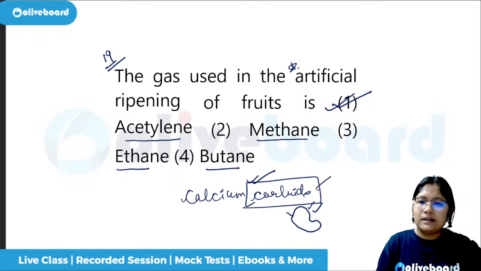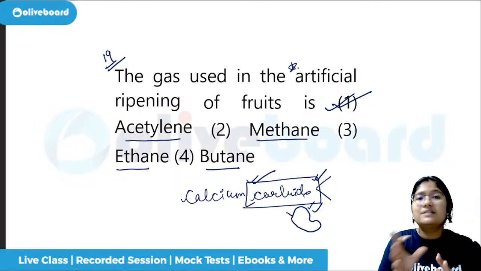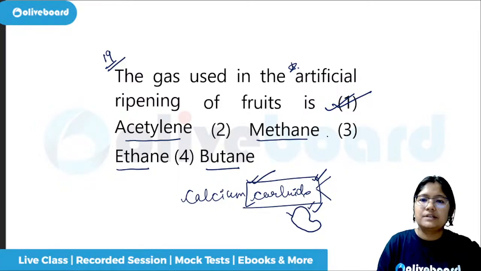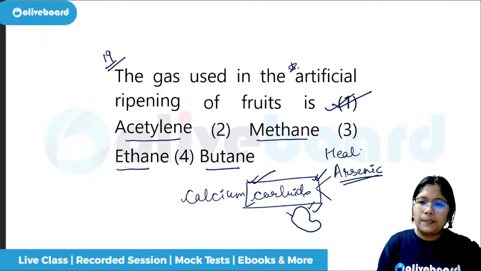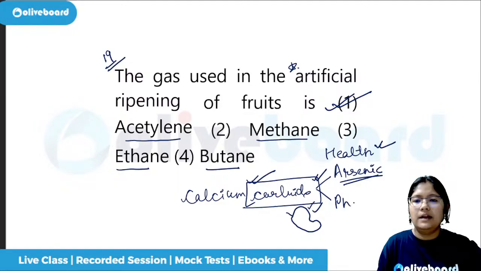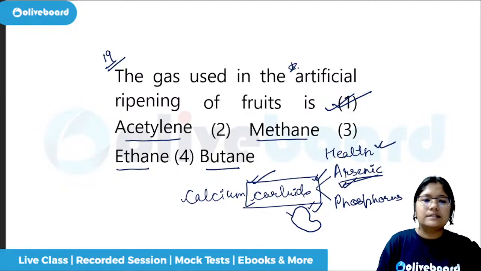Why is it a concern? Why is using carbide a concern? Because carbide can have some traces of arsenic and phosphorus, and we all know that arsenic is dangerous. So this arsenic is the health concern here. Okay, it can have arsenic and phosphorus. This arsenic is the problem.